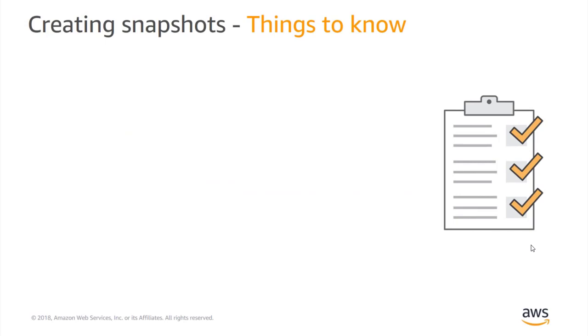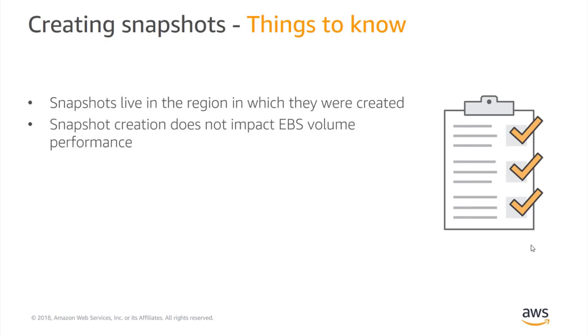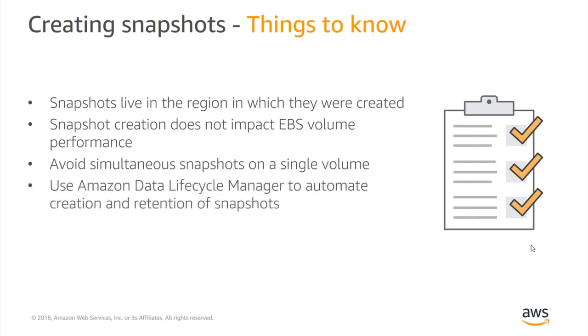When you're creating snapshots, here are a few things to keep in mind. First, because snapshots are stored in S3, they always live in the region in which they were created. If you want to restore a snapshot to a volume in a different region, you first need to copy the snapshot to that region. Second, creating one snapshot at a time does not impact the EBS volume. However, you should avoid taking multiple snapshots simultaneously on the same volume, as this could degrade volume performance. Where possible, use the new Data Lifecycle Manager service to automate taking and retaining snapshots. And finally, use tags liberally to categorize and organize your snapshots.